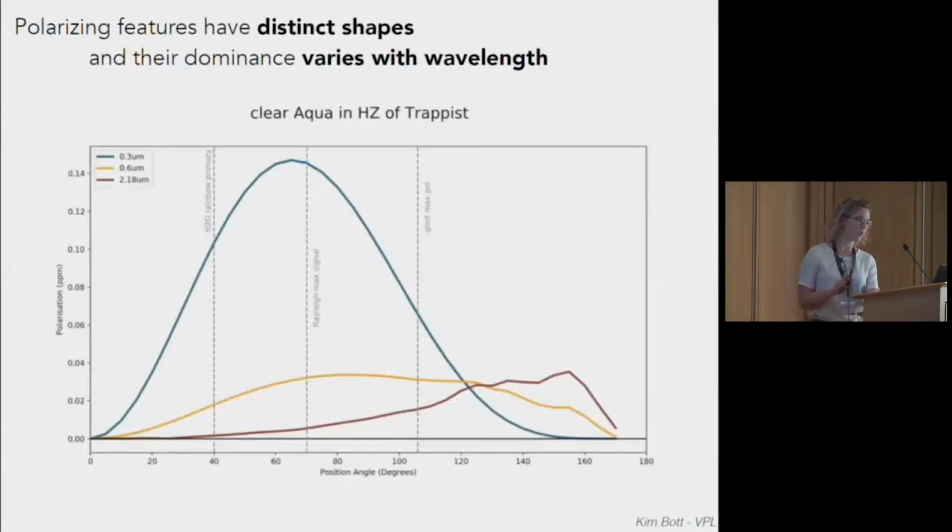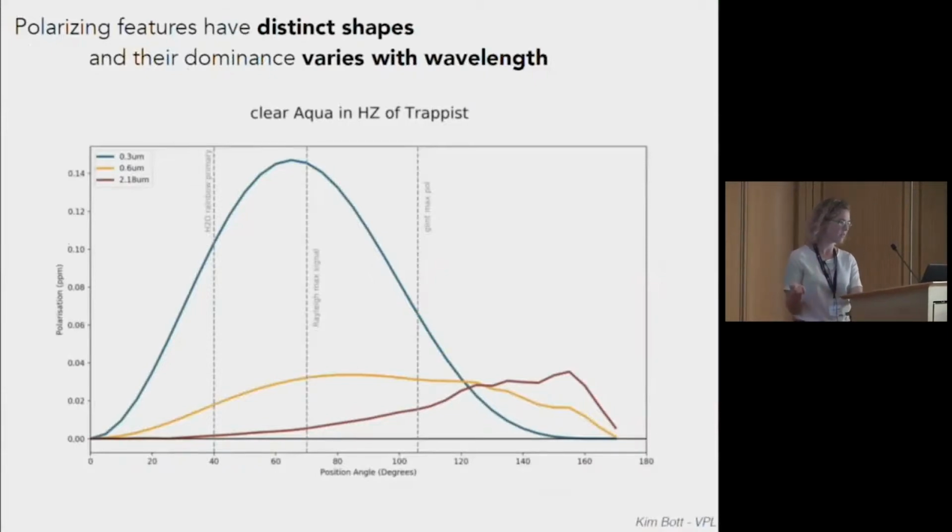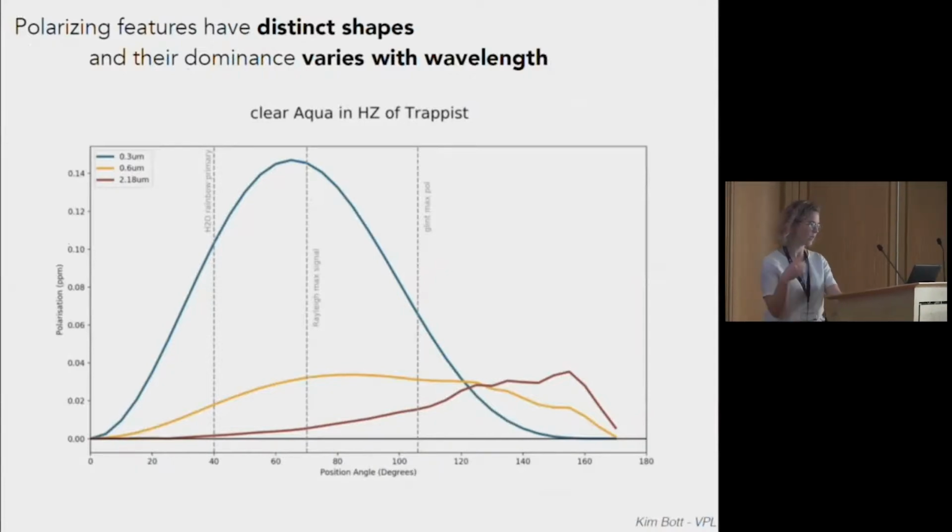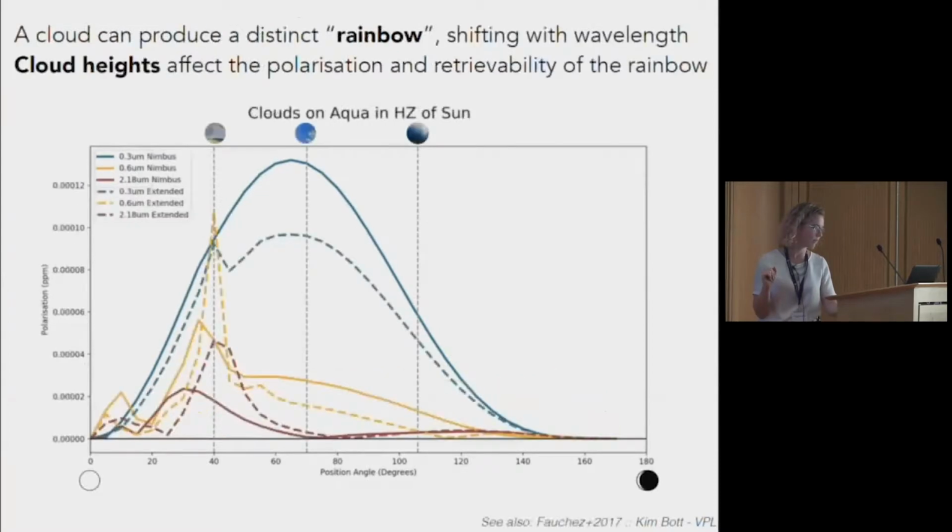So our first point to examine here with one of the TRAPPIST cases is that polarizing features have distinct shapes. And of course, their dominance varies with wavelength. As you might expect, the Rayleigh scattering will be very strong if you're looking at blue wavelengths. And if you start moving towards redder wavelengths, if you had a planet that had ocean glint, that would be a strong polarizing feature, and that would start to pop out as you look towards redder and redder wavelengths.